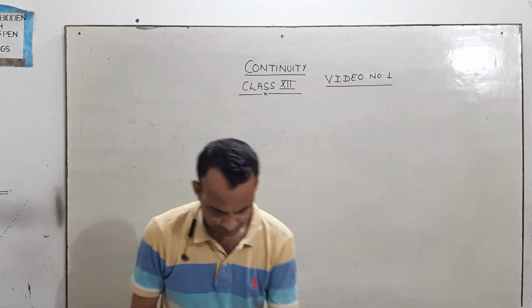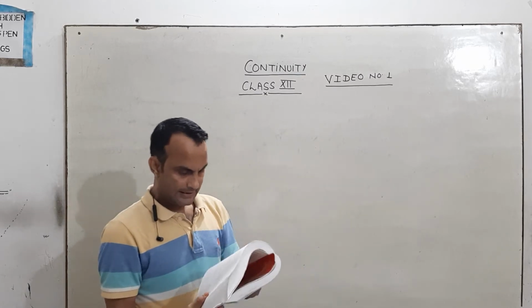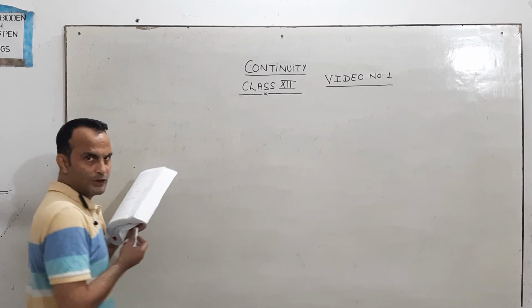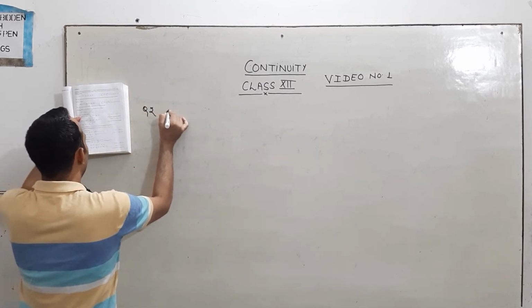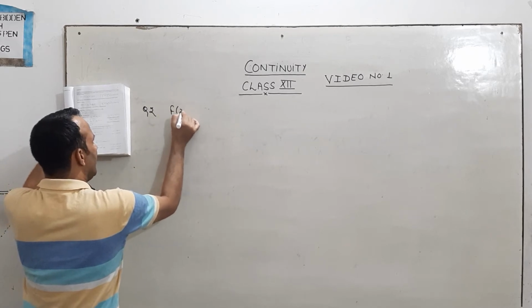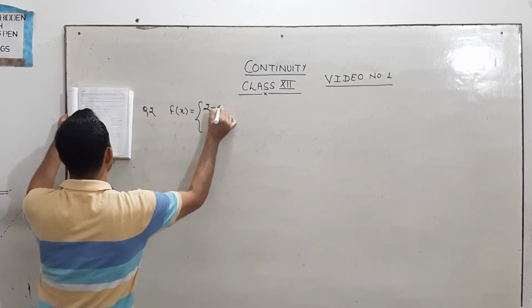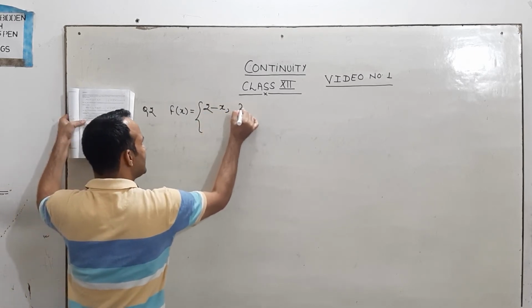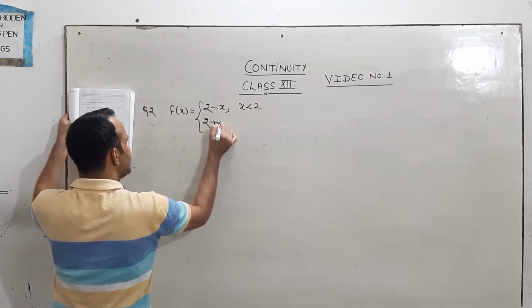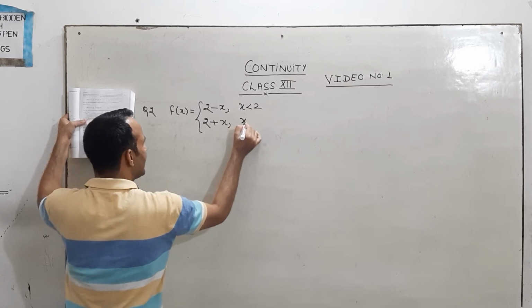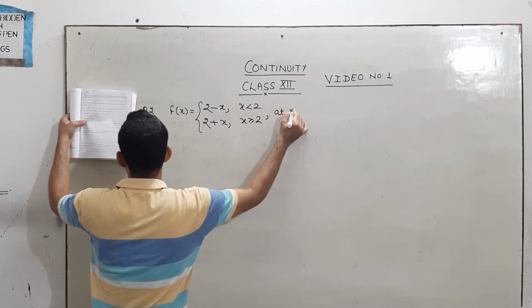See the next problem. Next problem is what? Discuss the continuity of the function. Question is same. Discuss the continuity of the function f(x) given by f(x) = 2 minus x when the value of x is less than 2, and 2 plus x when the value of x is greater than or equal to 2, at x = 2.